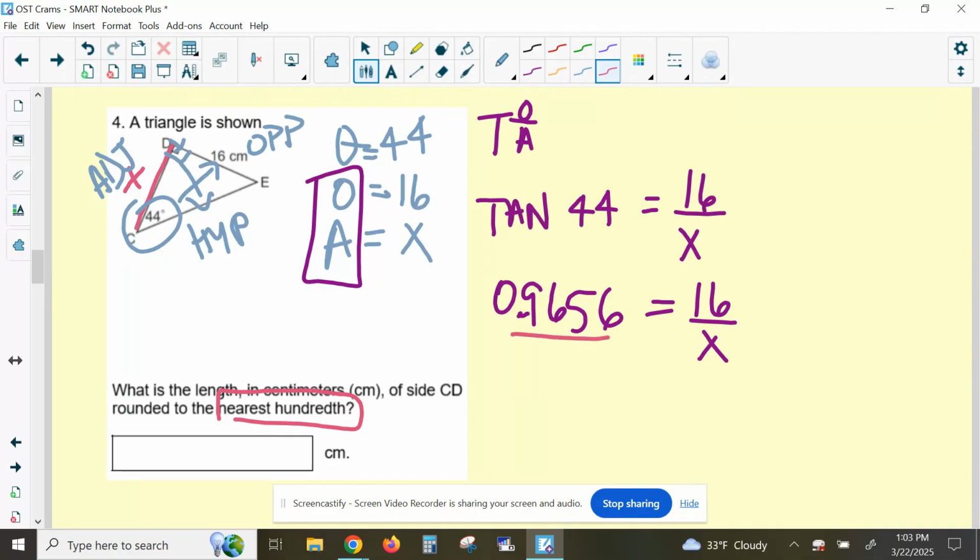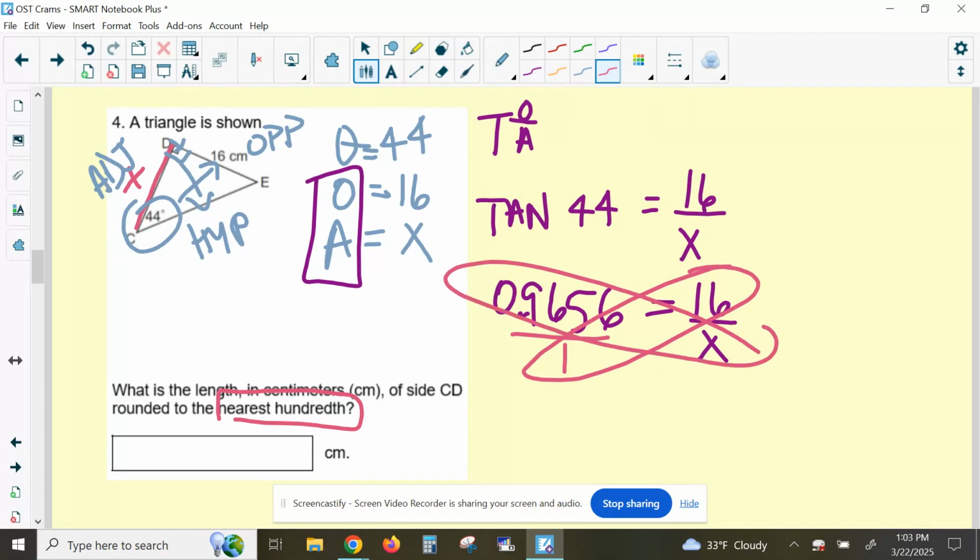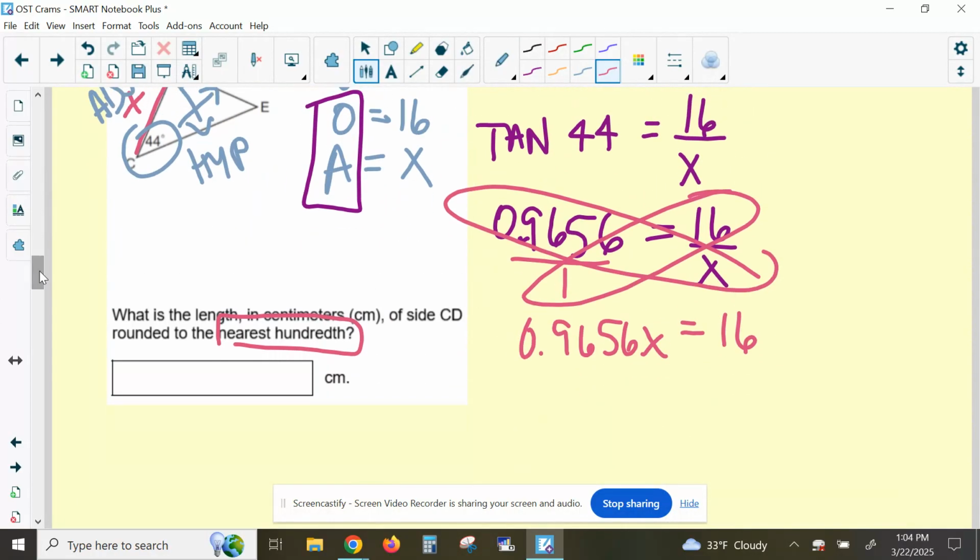Let's solve this. Okay, in this case, I've got x times that junk, which gives me 0.9656x. On the other side, I have 1 times 16, and that's 16. So for this one, I still don't have x by itself, so I gotta do one more step. How do I get x all by itself? I gotta divide that stuff.